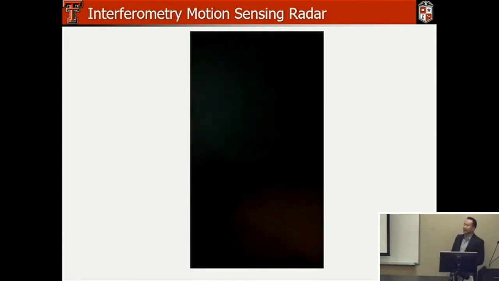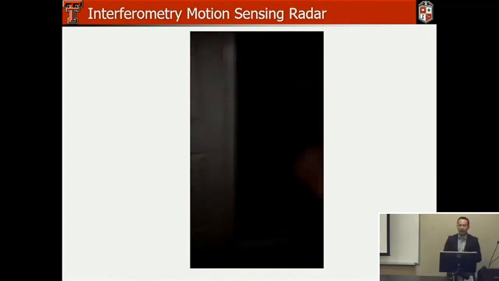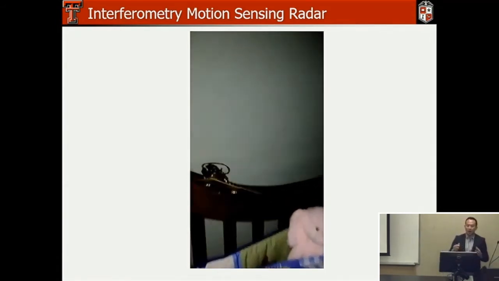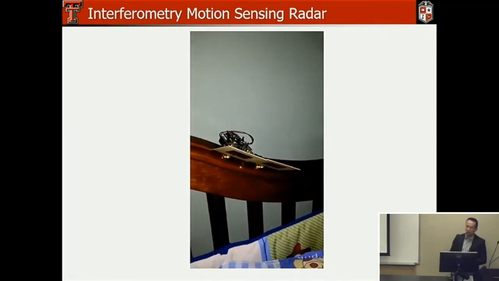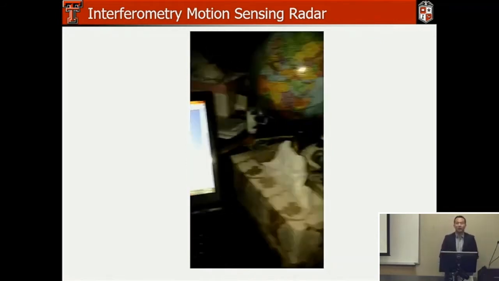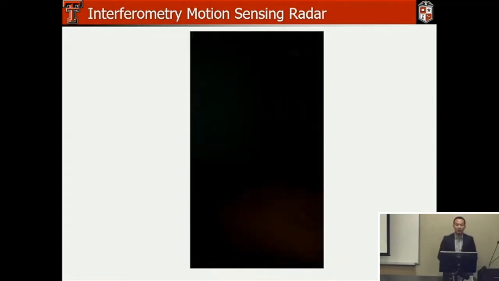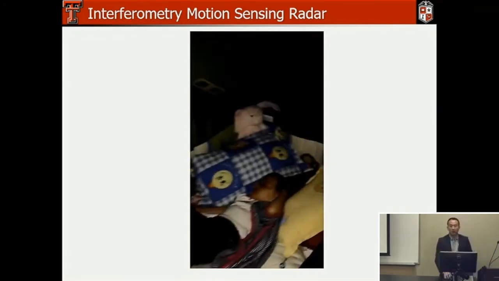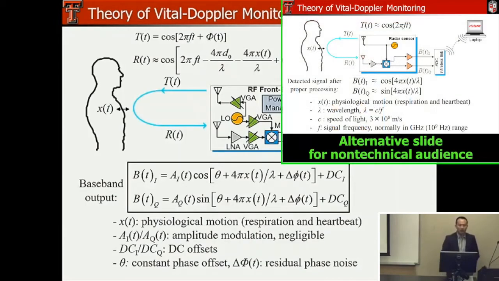As you can see, the sensor can pick up her respiration and heartbeat activity. The top curve shown on the laptop was the time domain signal, and the bottom one was the spectrum. So basically, with the motion sensor today, it is possible to monitor live activities. And the theory behind that is quite straightforward.